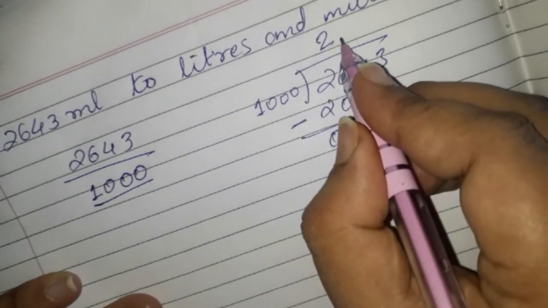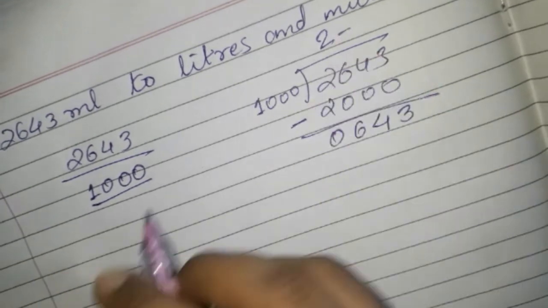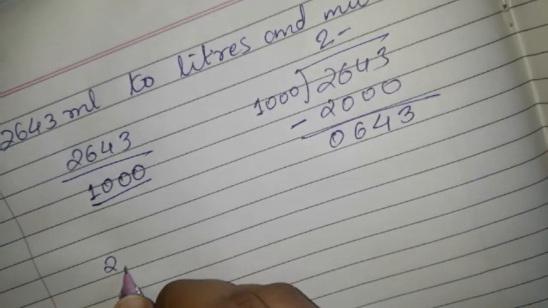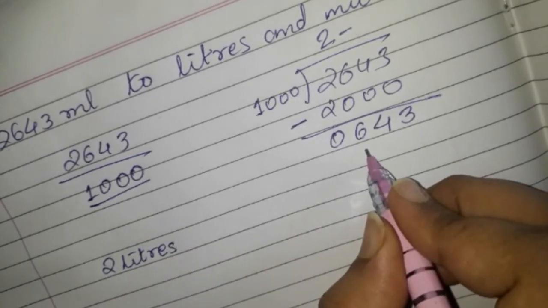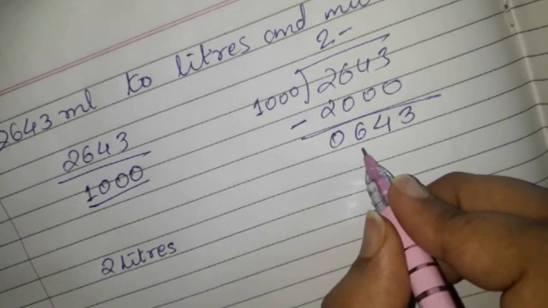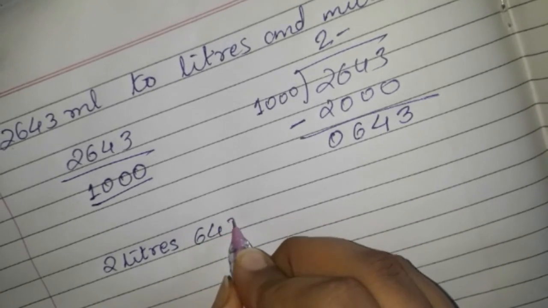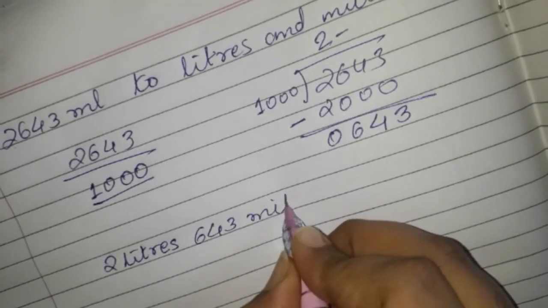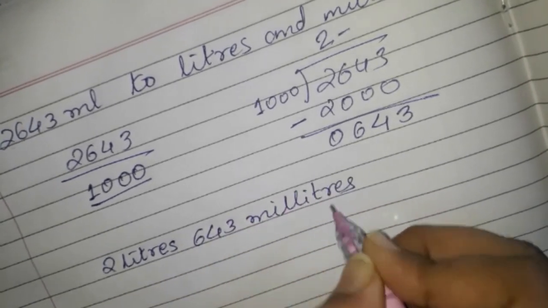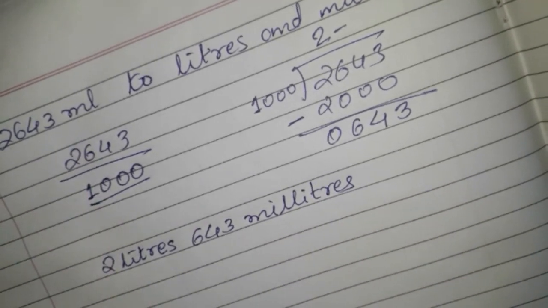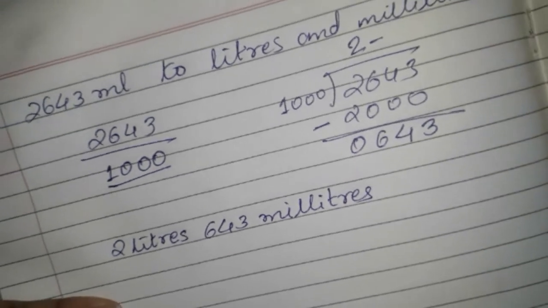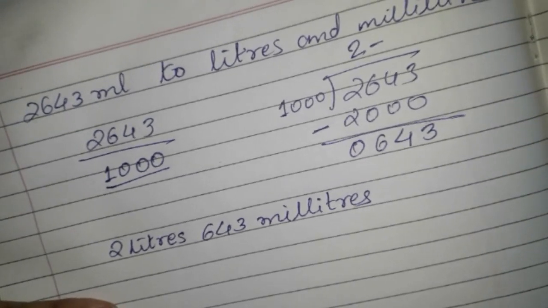So the number which comes as a quotient, that will go for the bigger unit, that will go for liters, and the number which we get as the remainder, it will go for the smaller unit, that is for milliliters. So the answer we get after converting 2643 milliliters to liters and milliliters is 2 liters 643 milliliters.